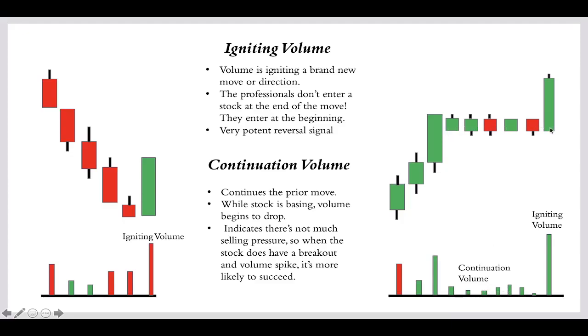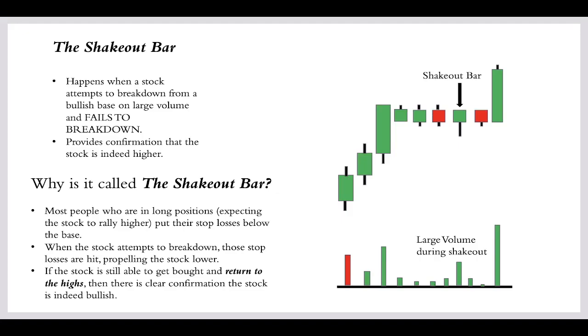Very small volume. So when we get the igniting bar with igniting volume, it's more likely to actually work. So during bases, we want to have low volume, okay? So a small volume base. The bases that have a lot of consistently high volume, and what I mean by consistently high is relative to the stock, relative to the normal amount of volume that it's doing. So if it has small volume, that's what you're going to want to look for in a base, okay?